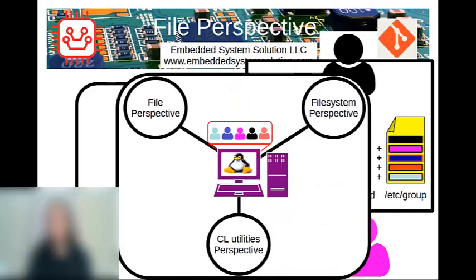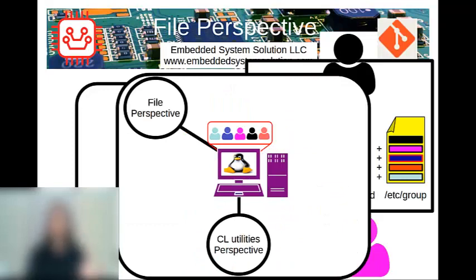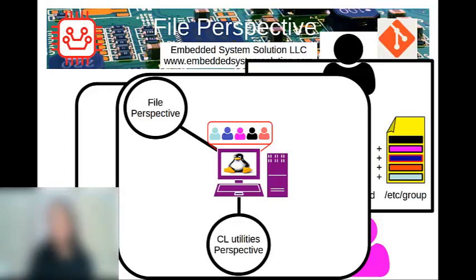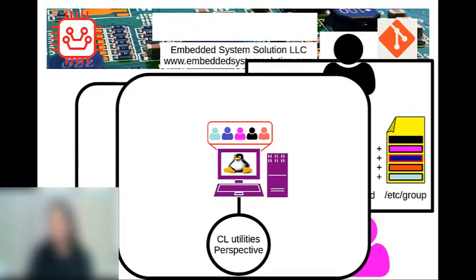So anyways, I already covered the file perspective. What is the file perspective? It's three files, and the computer admin has to edit these three files to add a user. Just remember that. Next is the command utilities perspective.